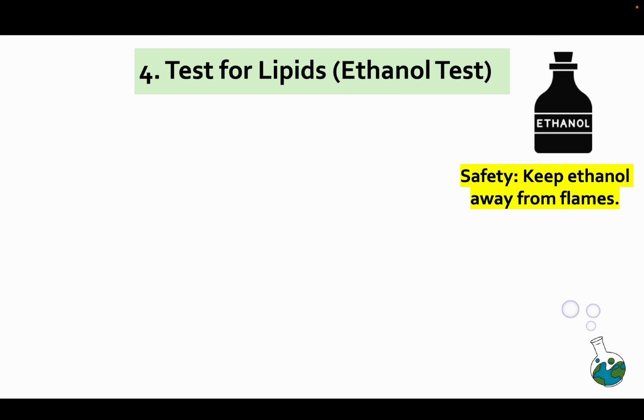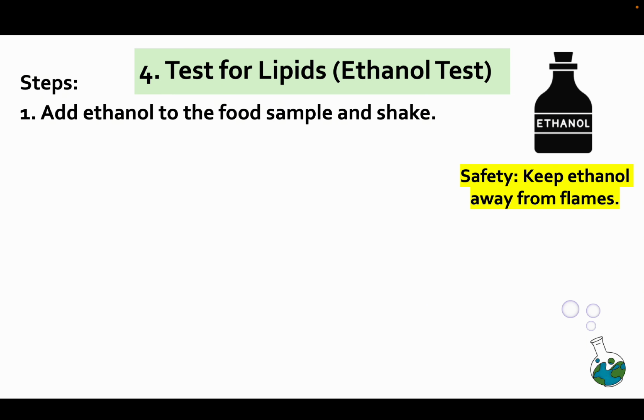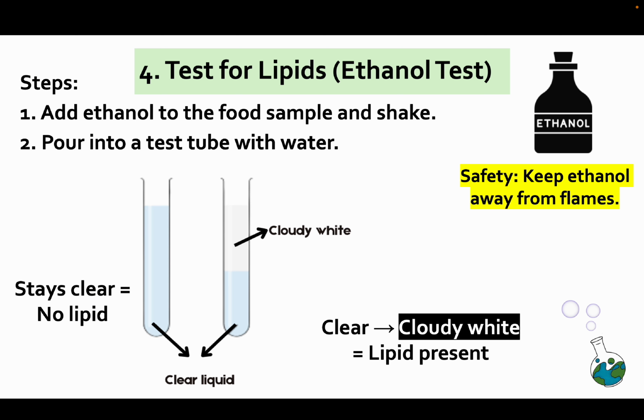And last but not least, we're going to look at our test for lipids, also known as the ethanol test. The first point is you add ethanol to the food sample and you shake it. Then you pour it into a test tube with water. If it stays clear, that means there was no lipid present. If you see it go from clear to a cloudy white colour, then that confirms that you have a lipid present.